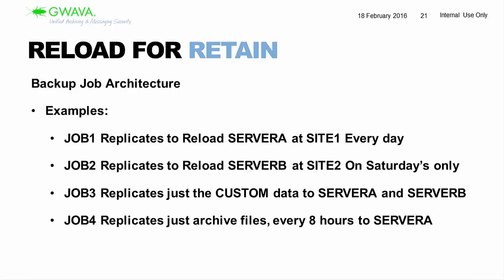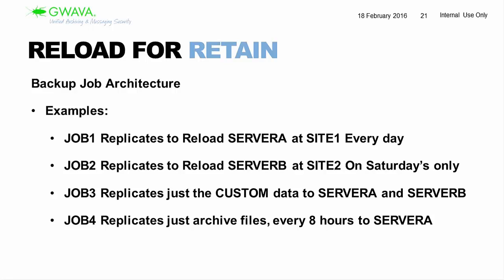A backup job, let's just imagine this. You make job 1, and that replicates the data that you want to replicate to server A at site 1 every day. So this would be your daily backup. Then let's say you've got job 2, and it replicates to Reload server B at site 2, but only on Saturdays. Quite a bit more data is going to go across, because there's a whole week's worth of data that has to go across. But nonetheless, you have that architecture that you can leverage. And then job 3 replicates just the custom directory data from server A to server B.